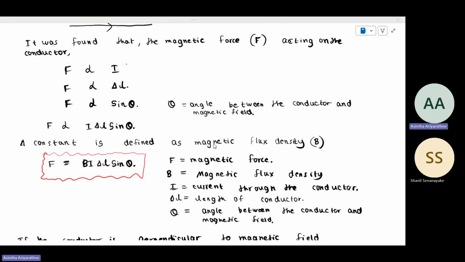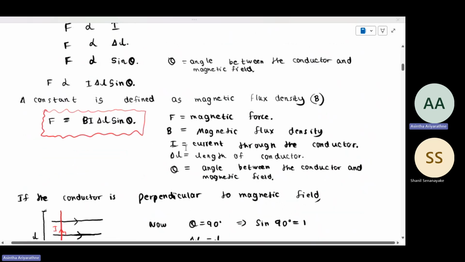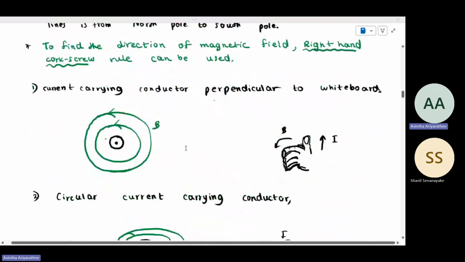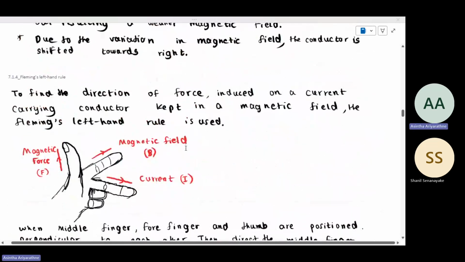Sin theta represents the angle between the direction of current and the magnetic field. When they are perpendicular, the maximum force would be induced, and to find the direction of force, we used Fleming's left hand rule.